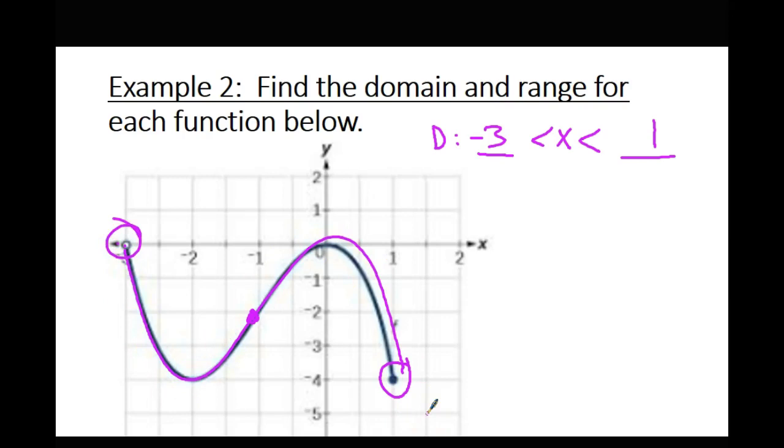All right, let's do the y or the range now. Range is for the y values. What's the lowest point on this graph? -4. You guys agree that's the lowest point? Isn't this also, though? There's 2 of them. But that doesn't matter because they both have the same lowest point. What's the y value for both of those? It's -4. What's the highest y value? 0. So y can be anything from -4 to 0.